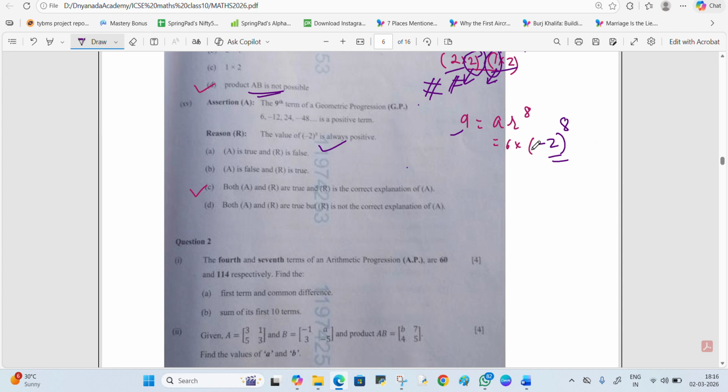Now this 9th term is equal to ar raised to 8. The common ratio is minus 2 over here, but minus 2 raised to 8 is always positive. So this 9th term is also positive, and minus 2 raised to 8 is also positive. So both A and R are correct, and this is the correct explanation.